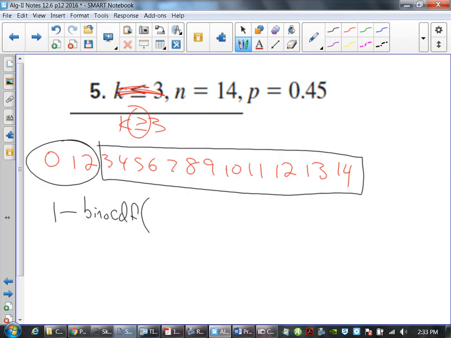Our n value for trials is 14. My p value is 0.45. And my k value would be 2. It means the same thing. The calculator uses x, the book uses k.